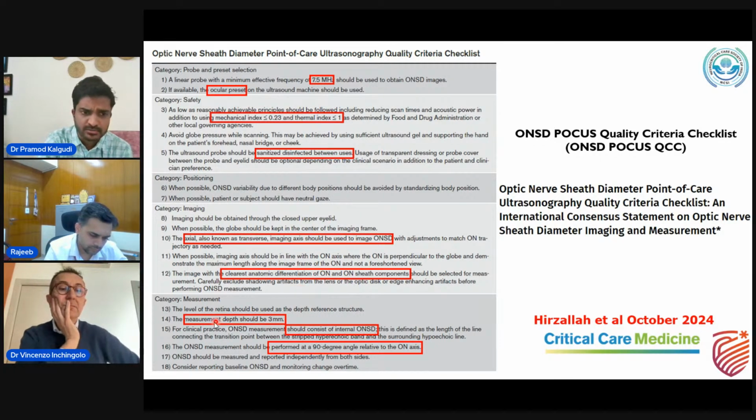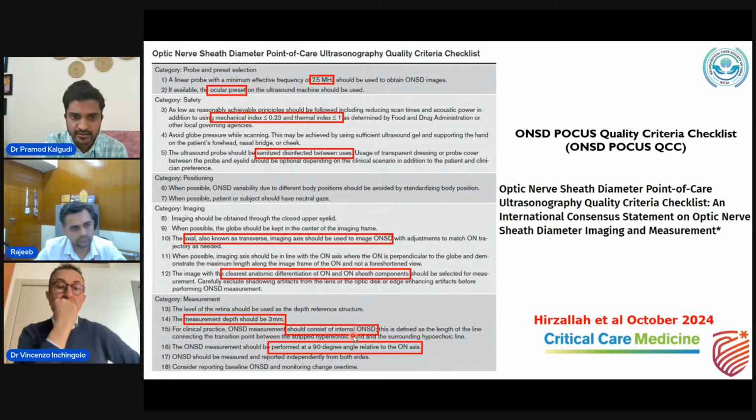When we look at measurement, it's always 3 millimeter behind the retina, and a line should be drawn perpendicular to the optic nerve at that point, 3 millimeter behind the retina. And remember that the angle has to be 90 degrees whenever you put the cursor on.